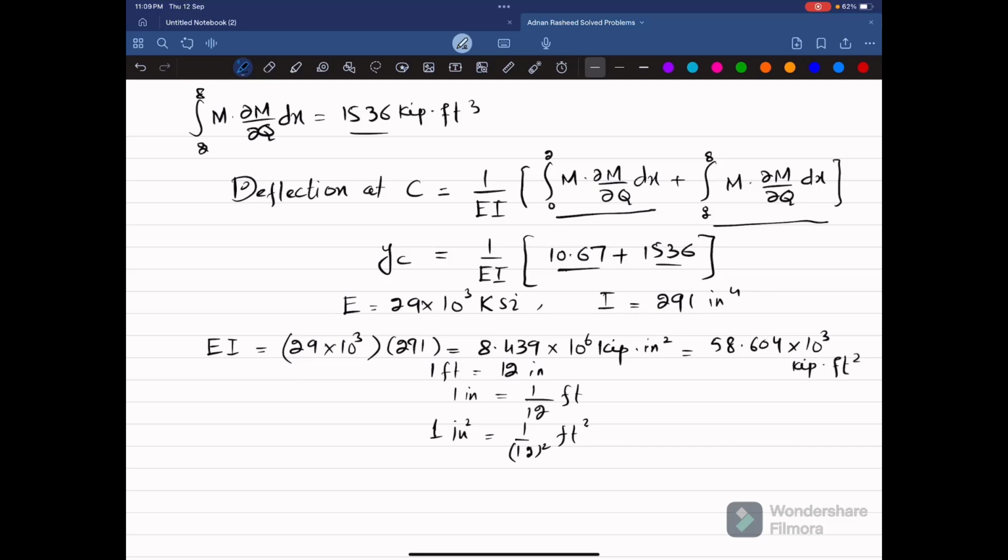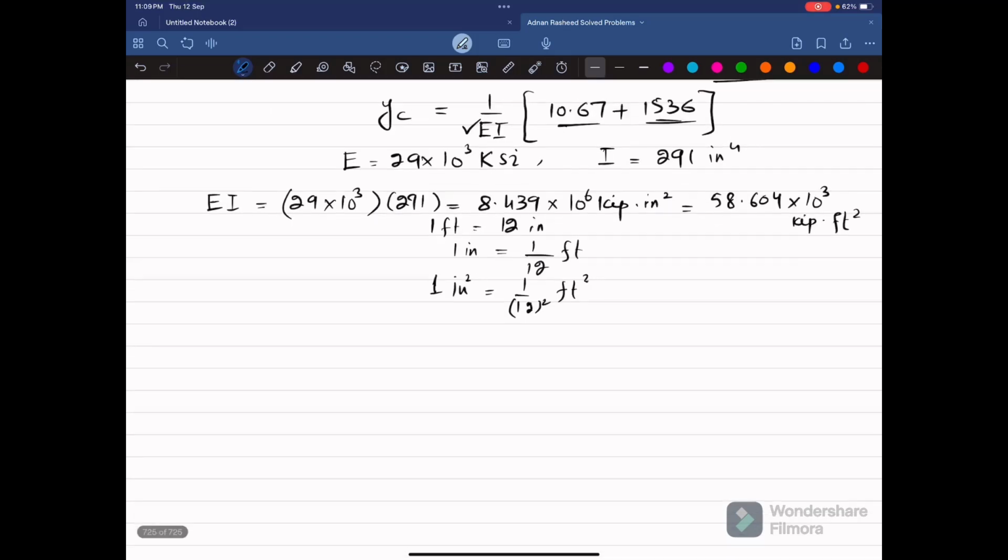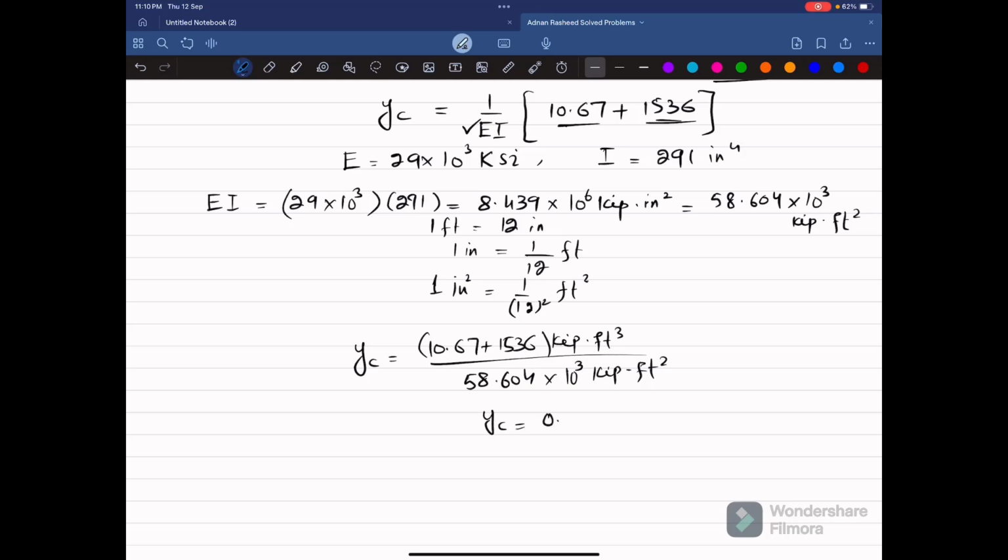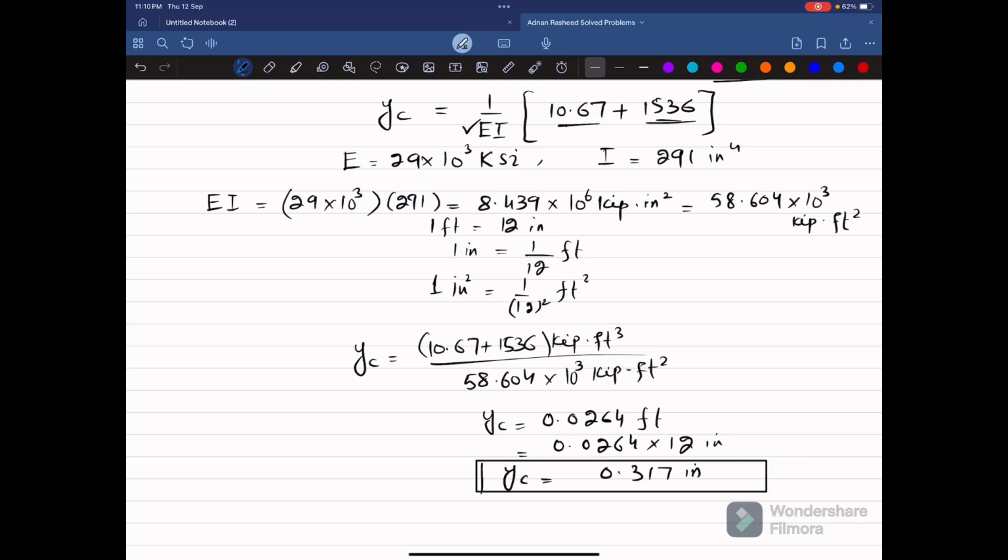Now these are in kips into cubic feet, and this is kip into feet square. So YC is equal to 10.67 plus 1536 having unit kip into cubic feet, divided by EI, which is 58.604 into 10 to the power 3 kip into feet square. So at the end, we will get the deflection at point C equal to 0.0264 feet. And we know that 1 foot is 12 inch, so if you multiply it with 12, you will get the value 0.317 inch. YC is 0.317 inch, and this deflection will be downward. And this is the answer of this part.